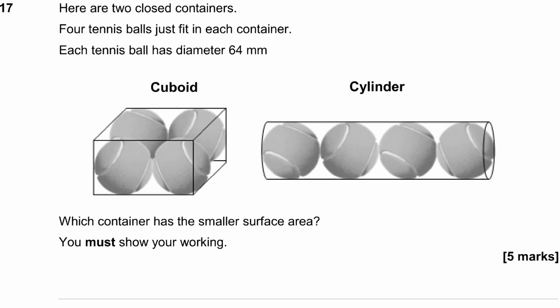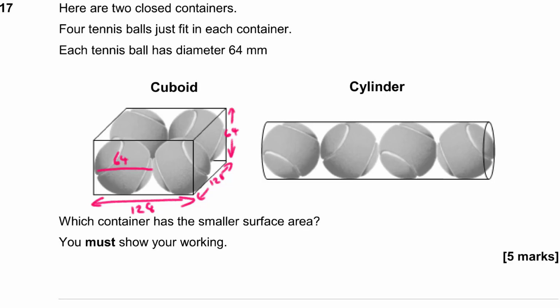Okay, so we're told that the diameter of each tennis ball is 64. So that means that this dimension of the cuboid is going to be 2 64s, which is 128. This is also going to be 128 because it's 2 tennis balls, and the height is going to be 1 tennis ball, which is 64.